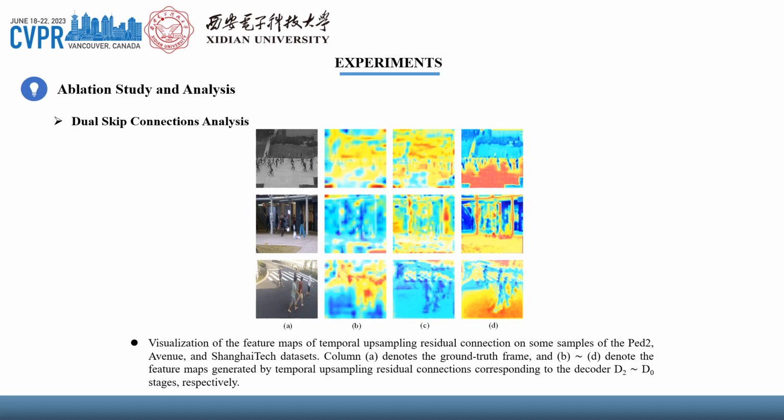Further, we visualize the feature maps of the temporal upsampling residual connection in this slide, and it is obvious that this skip connection mainly serves the feature transfer and transformation of the background static objects. In addition, we can find that the cross-attention connection and the temporal upsampling residual connection in different decoding stages are responsible for different foreground and background parts, which complement each other well.